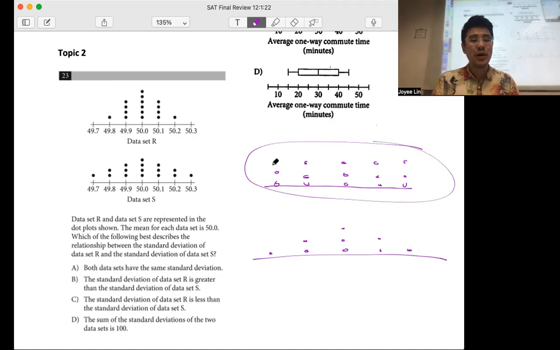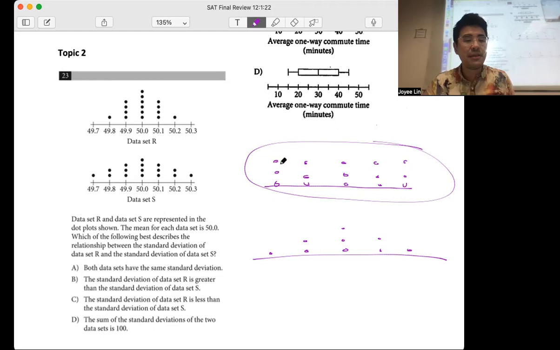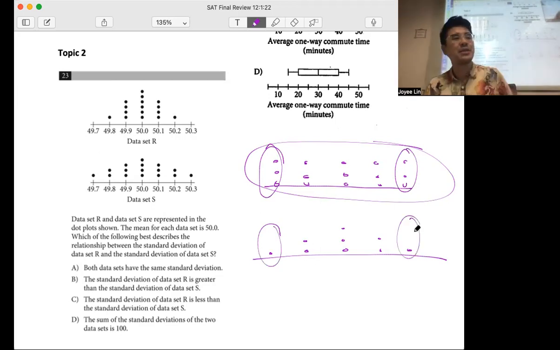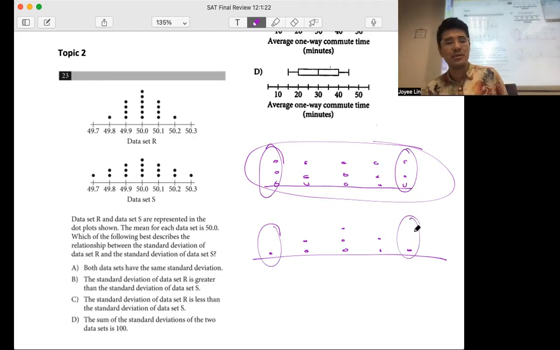Right, the top has 1, 2, 3, 4, 5, 6, 7, 8, 9, 10, 11, 12 dots away from the middle, right? This one only has 5 dots away from the middle, right? There are more dots that are further away from the middle. Specifically, these ones on the edge, right? There's 6 that are furthest away from the middle. Here, there's only 2 that are furthest away from the middle, right? So the top has the greater standard deviation because there are more dots that are farther away from the middle, right? Standard deviation is the average distance from the middle.